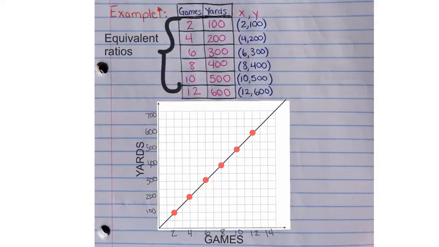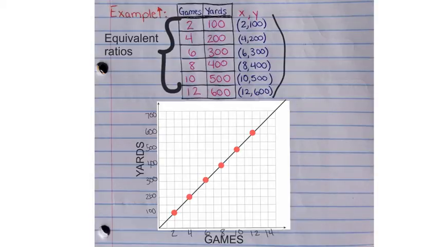Alrighty, now let's plot those. What we've done over here on the side is take our x value of 2 and make it our x coordinate. We've taken our y value of 100 and made it our y coordinate. And we've done the same thing all the way down the line. That is this information here. So let's go ahead and graph this stuff.